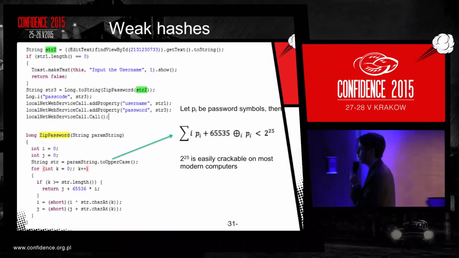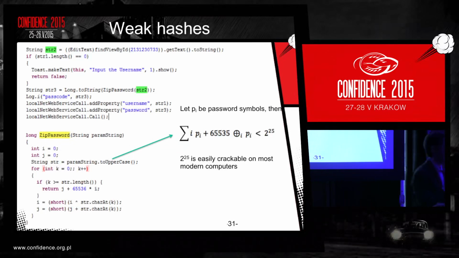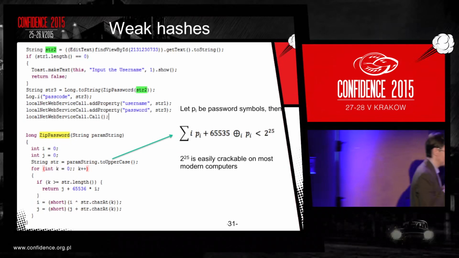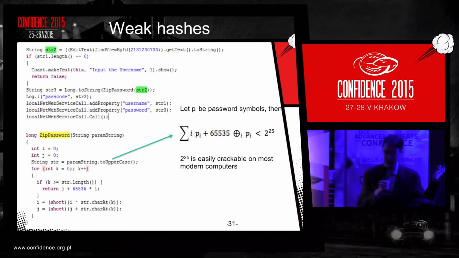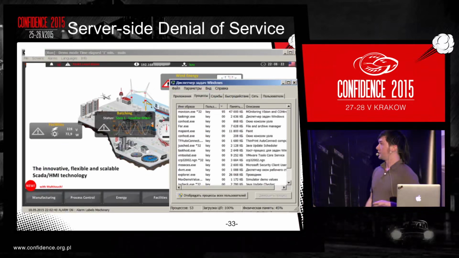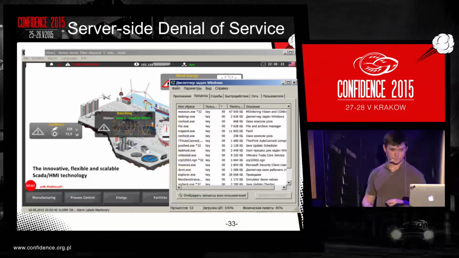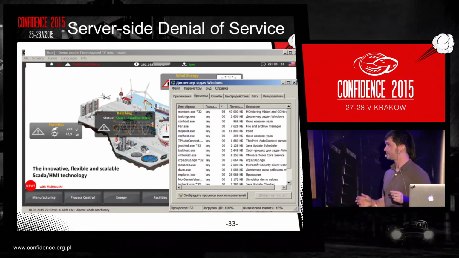On the first step, you get the password, convert it to uppercase, and then iteratively XOR it and do estimation. In fact, the complexity of such a key is less than 30 million. So on a modern computer, you could crack it in a matter of minutes or seconds. Really hard cryptography. Also, some denial of service vulnerabilities were found.